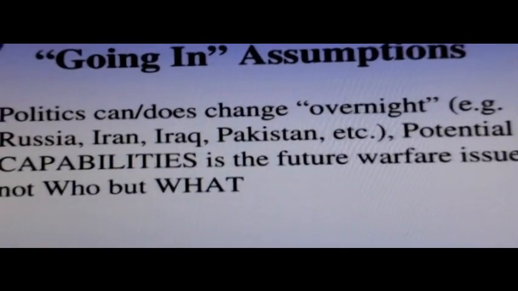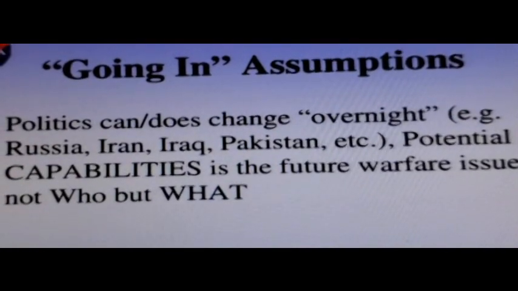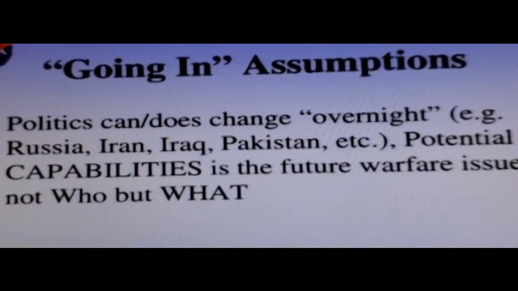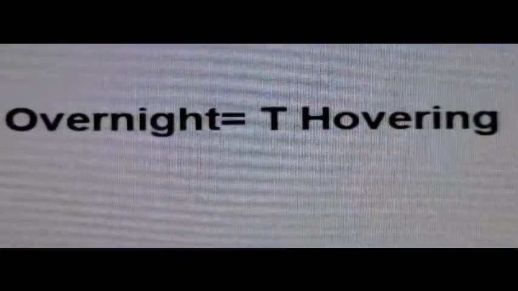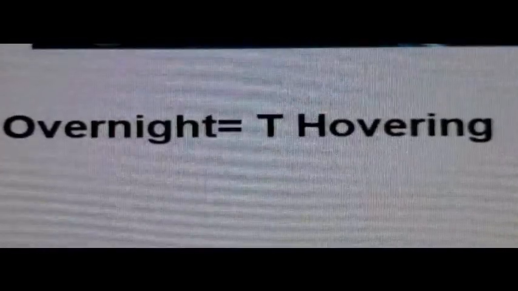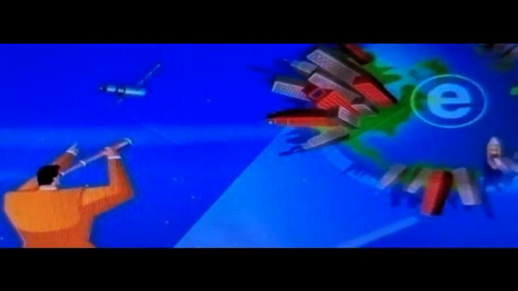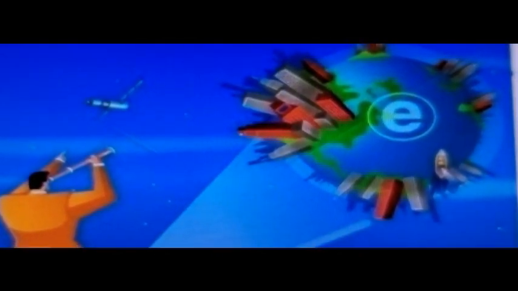Let's look at the word overnight since it's in quotes. Everything that's in quotes we need to look at. Remember what Gates said? So overnight equals T hovering. Maybe that's Trump with his little telescope hovering over everybody with his little space program. What do you think about that? All those little satellites he's got in the air, all those little Starlinks.